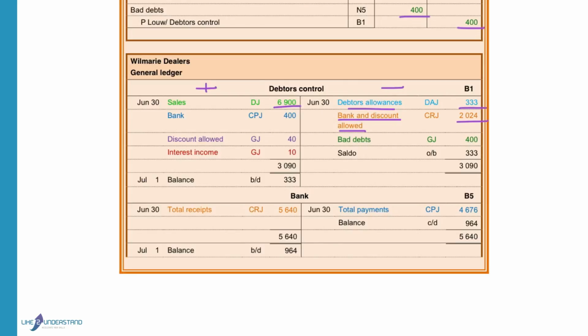If this check is dishonored, it means that the debtors owe us the money again, so the debtors must increase on the debit side with the amount on the check that was dishonored, and we will indicate that this will increase the bank on the credit side. We will post it to the credit side. This entry will be recorded in the cash payments journal.